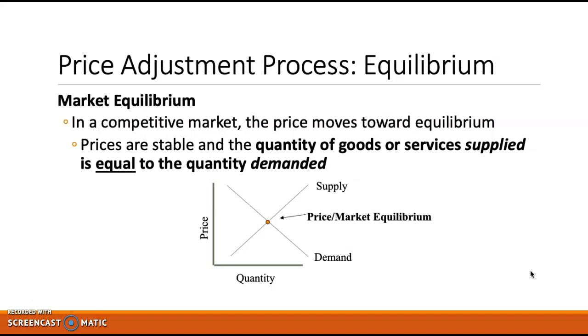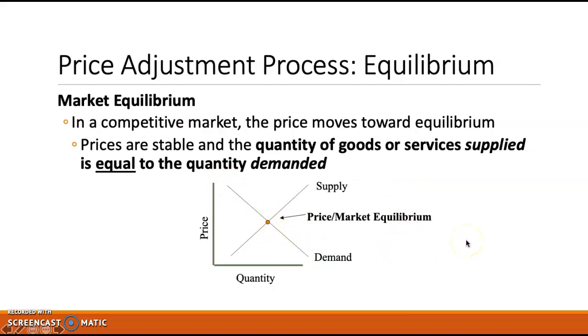So in a competitive market like what we have in the United States, generally the price of any good or service will move towards equilibrium. What we mean by equilibrium is when prices are stable and when the quantity of goods or services supplied, aka our supply curve here, is equal to the quantity demanded, our demand curve as shown here.